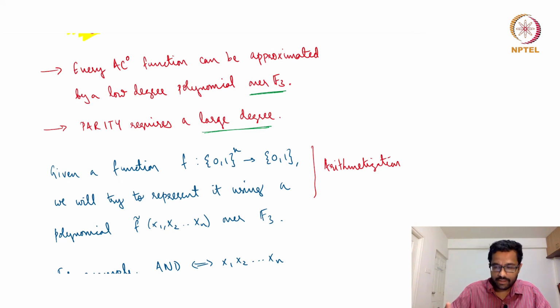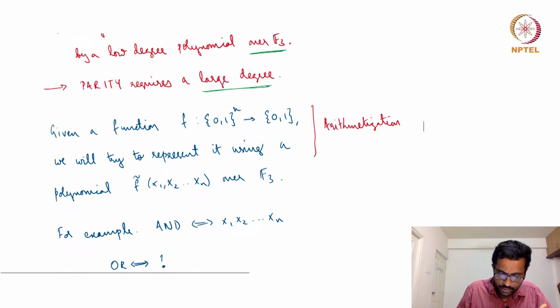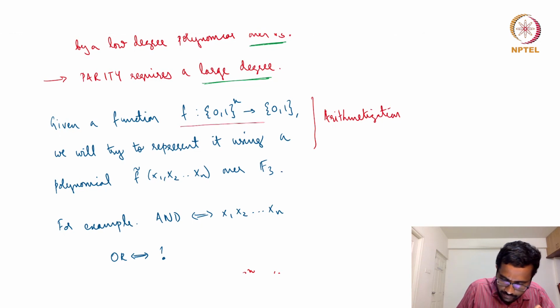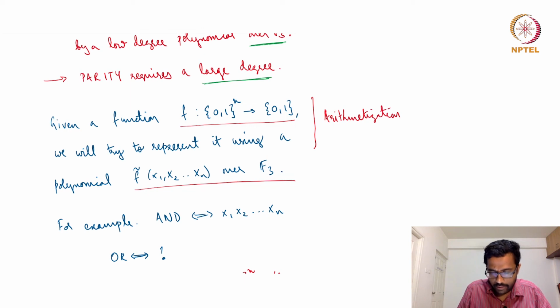So we'll see what it means to represent a Boolean function using a polynomial. Suppose the Boolean function is f, from an n-bit input to a 1-bit output. We will try to represent it using a polynomial f tilde over F3. A very simple way to explain is that the AND function over x1 to xn is simply the product x1 x2 up to xn.